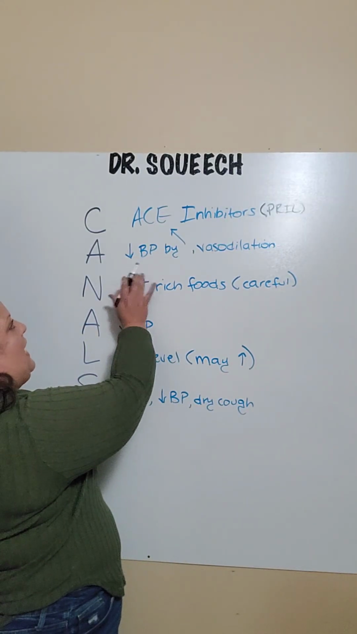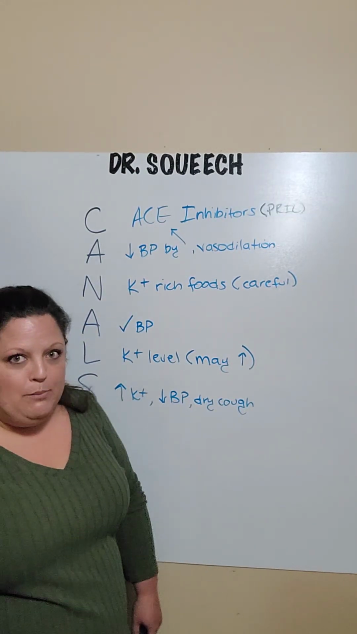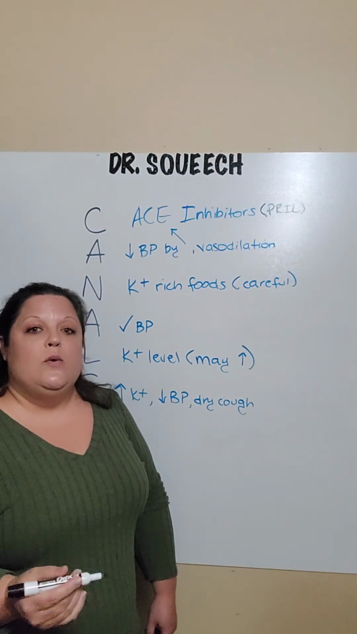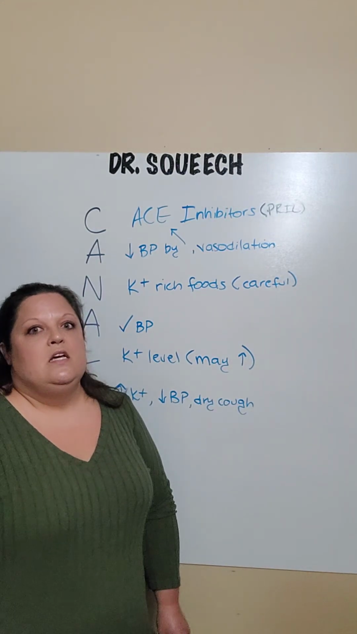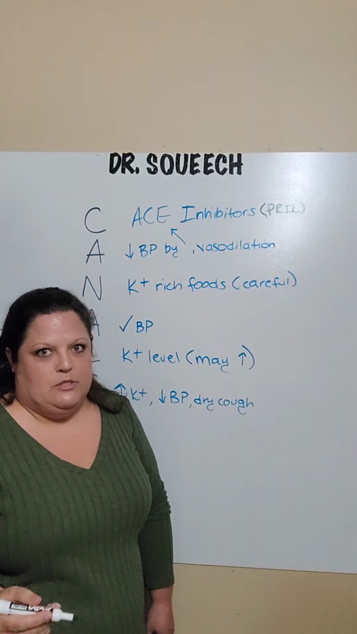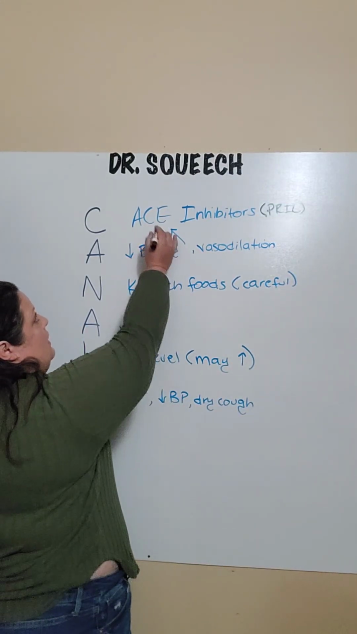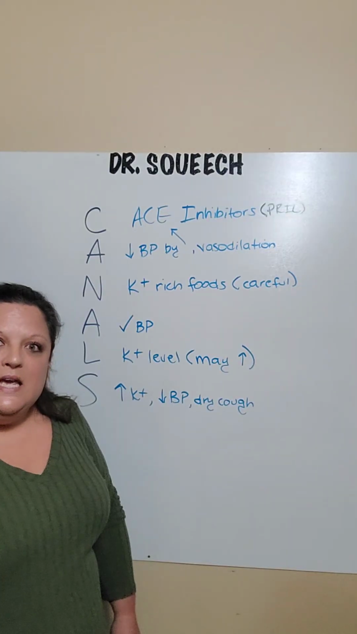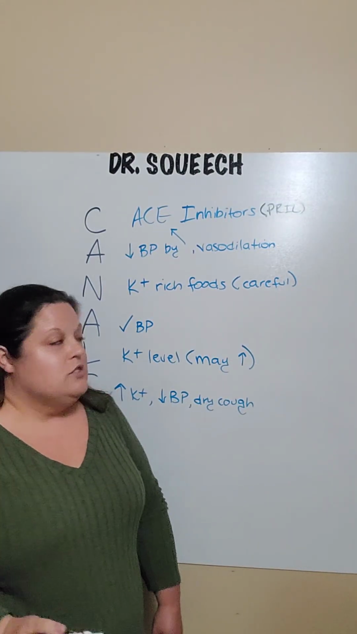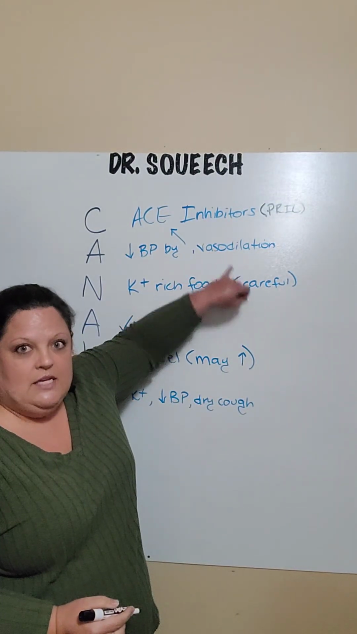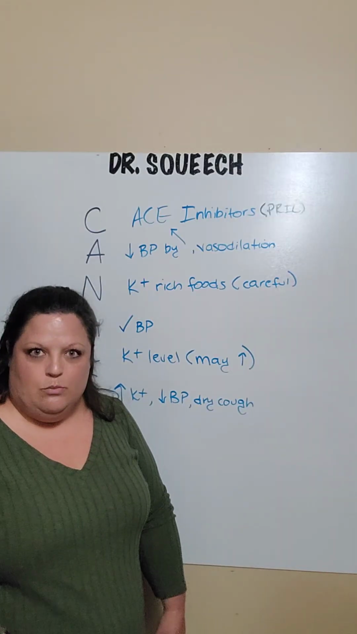So when we look at the action, yes, it decreases blood pressure, but like we said before, you have to know how it does that. I can't just say, well, it's an antihypertensive. Well, how does it work? It actually inhibits the ACE enzyme, and in doing so, causes that vasodilation. That is what actually lowers the blood pressure.